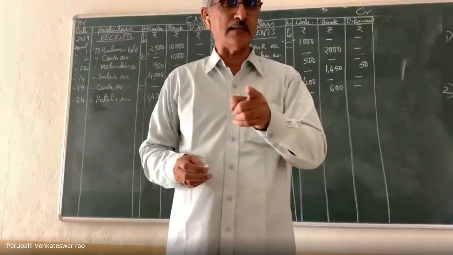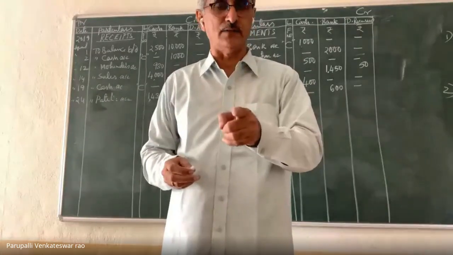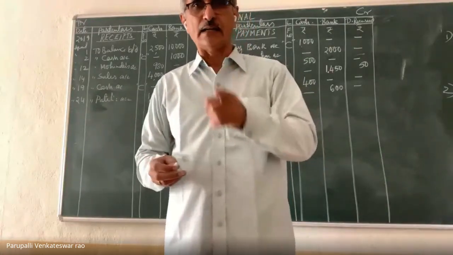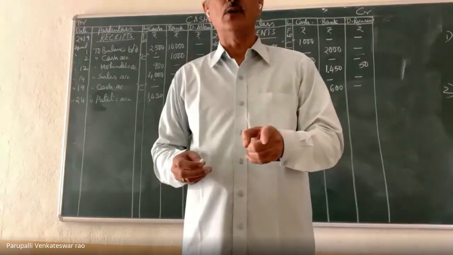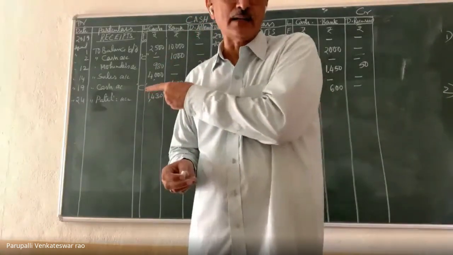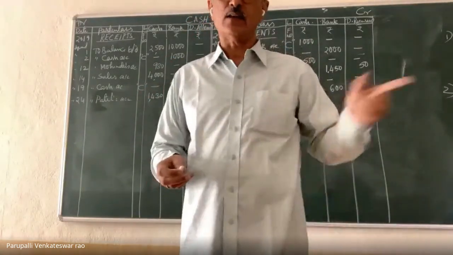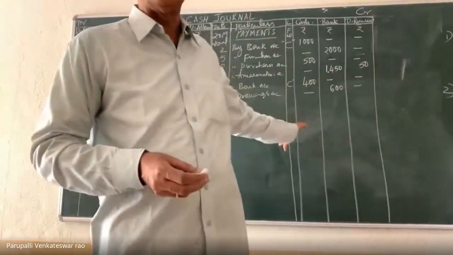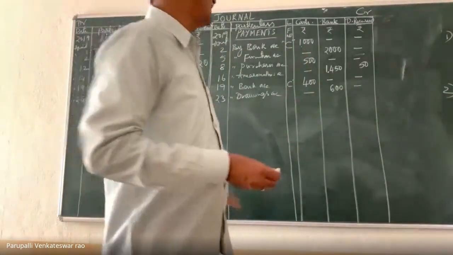When a check is received, treat it as cash received on the day it is received. Entry is cash account to Patel's account. Patel is our customer. Discount allowed is a loss, anyhow it is debited. So this is over. So this is entered.